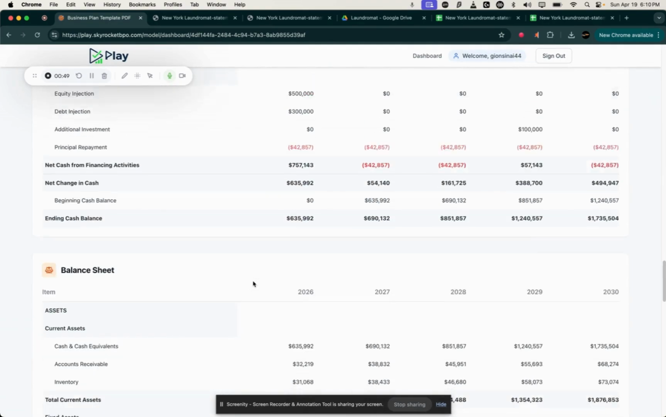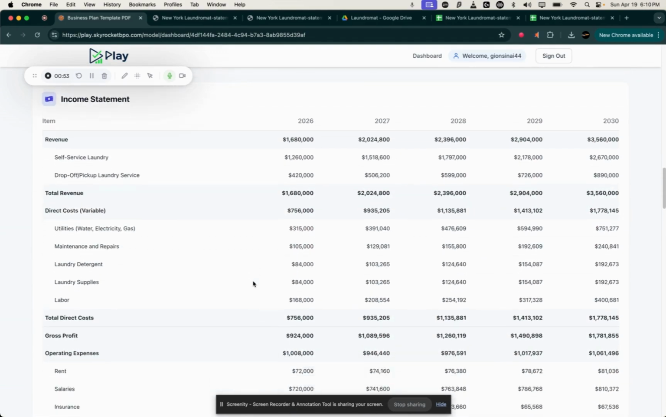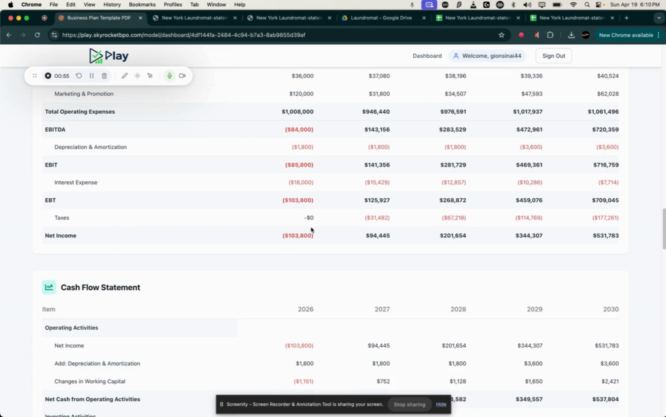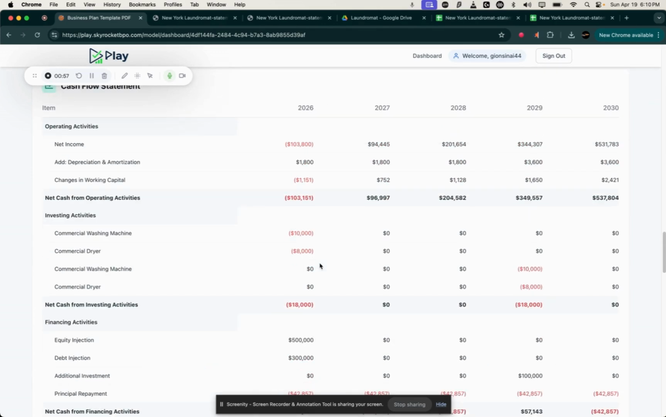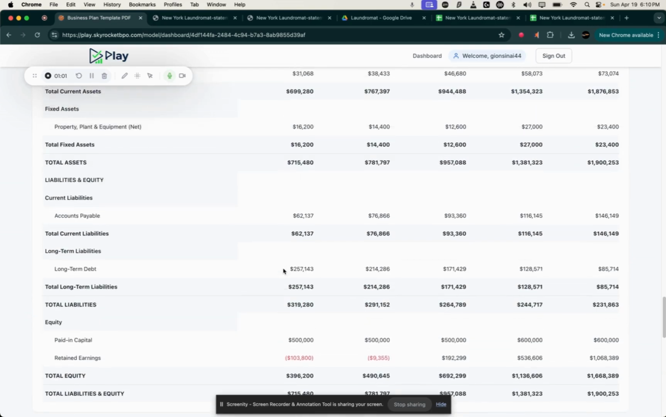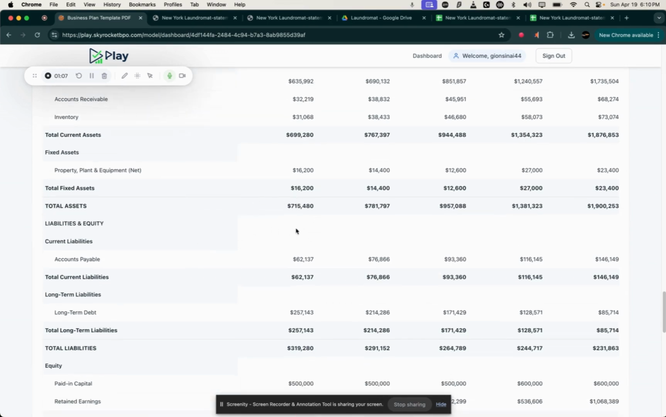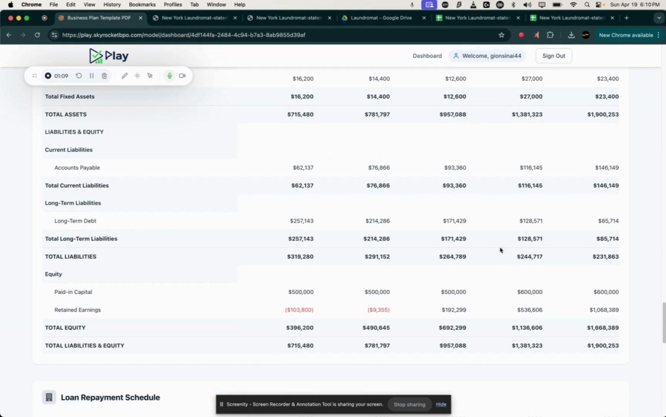What's going to be the income statement? For example, here's the income statement. As you can see, during the first year you're going to be unprofitable. Then we have the cash flow statement, the balance sheet, and everything. So everything is managed automatically in the backend. For example, in the balance sheet, as you can see, we have 715,480 and 715,480. Everything is balanced in here.